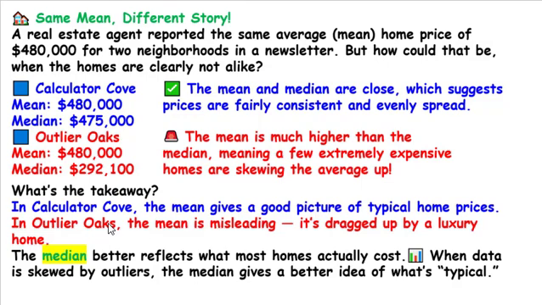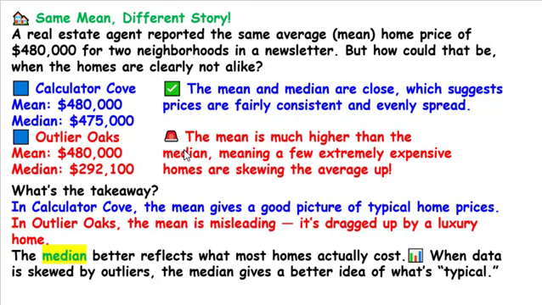In Outlier Oaks, the mean is misleading. It's dragged up by a luxury home. The median better reflects what most home values actually cost, especially when the data is skewed by an outlier, the luxury home. The median gives a better idea of what's typical. In Calculator Cove, the mean and the median are close, which suggests prices are fairly consistent and evenly spread.